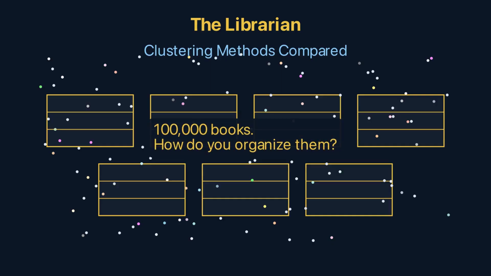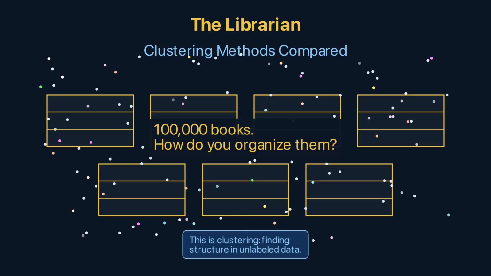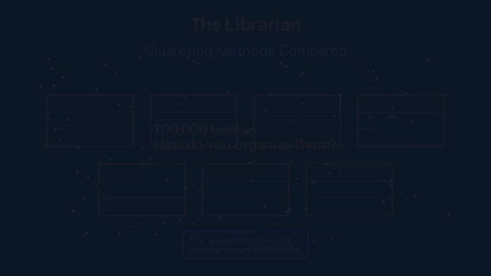But how? The books don't come with section labels. The librarian must discover the groups from the books themselves. This is clustering, finding structure in unlabeled data.